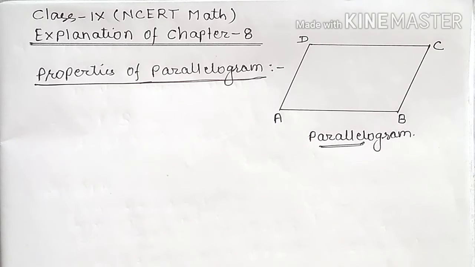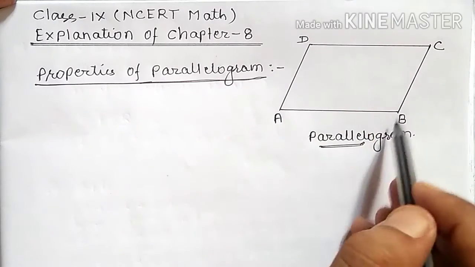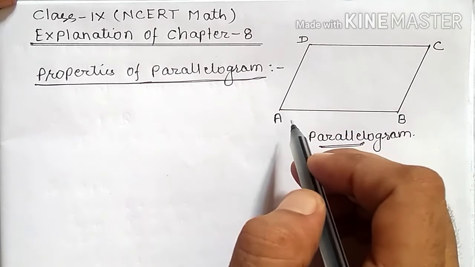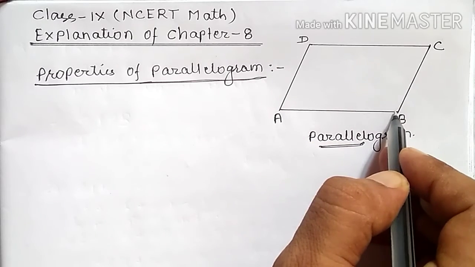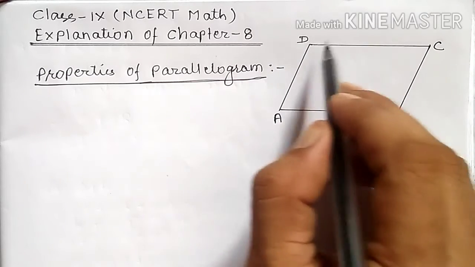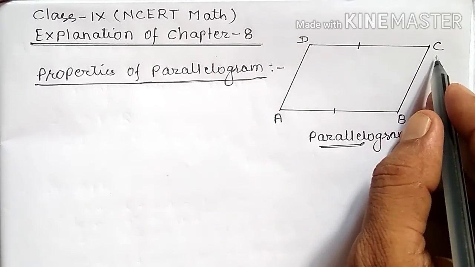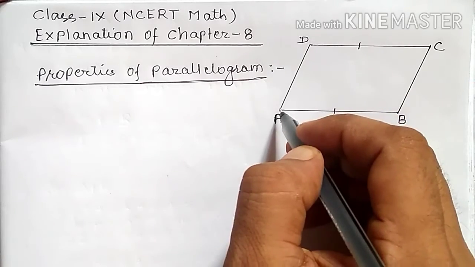The first property of the parallelogram is: opposite sides of a parallelogram are equal and parallel. Suppose this is ABCD. ABCD is a parallelogram in which opposite sides are parallel and equal. Opposite sides, it means AB parallel to CD and AB equal to CD, and BC parallel to AD and BC also equal to AD.